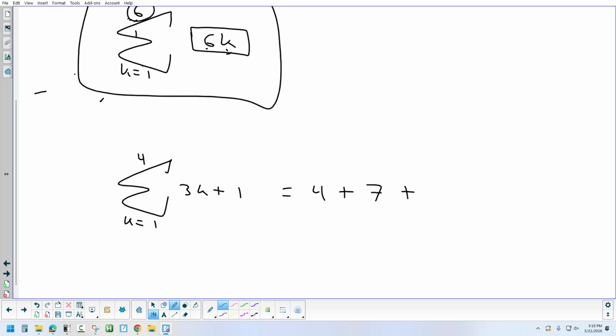So plug in 3 for k. That's going to give you how much? Yep. 10. And we got one more number to plug in, 4. That's the final stopping point. Yep. 13. And now if they wanted you to add that all up, let's see, so 4 plus 7, it's going to give me 11. 11 plus 10, 21. 21 plus 13 is 34. So that's how you change sigma to expanded.